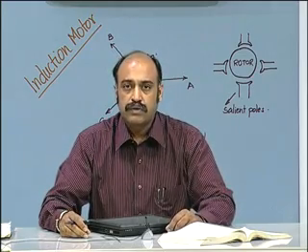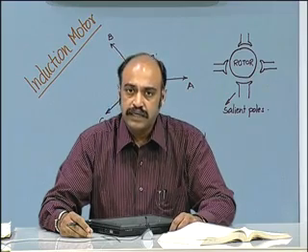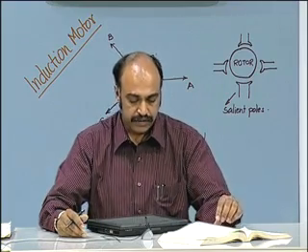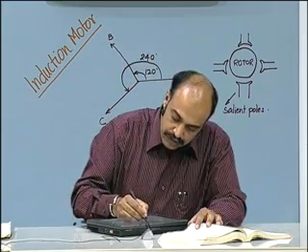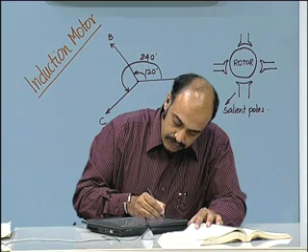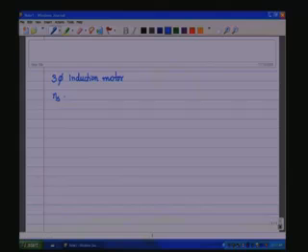So let us work out an example to get an idea of the power flow in the induction motor. Let me take an example from the book. We have a three-phase induction motor. It has a synchronous speed ns of 1200 rpm, and it draws 80 kilowatts from the three-phase source.